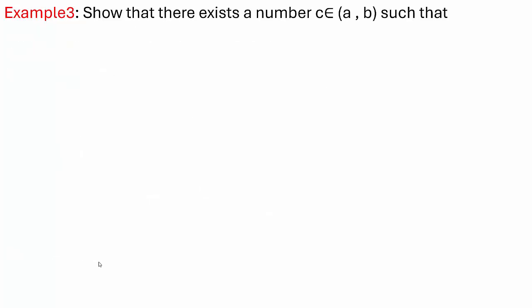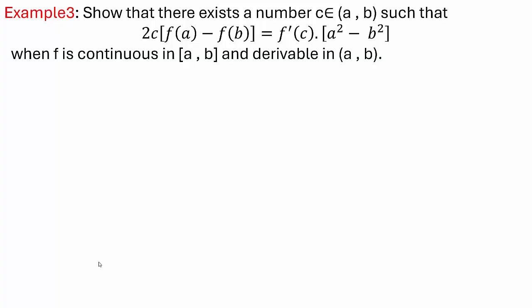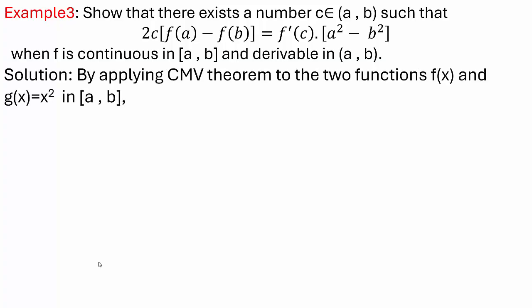Next, third example: show that there exists a number c in (a, b) such that 2c times (f(a) minus f(b)) equals f'(c) times (a square minus b square), when f is a continuous function in the closed interval [a, b] and a derivable function in the open interval (a, b). We shall apply Cauchy's mean value theorem here.